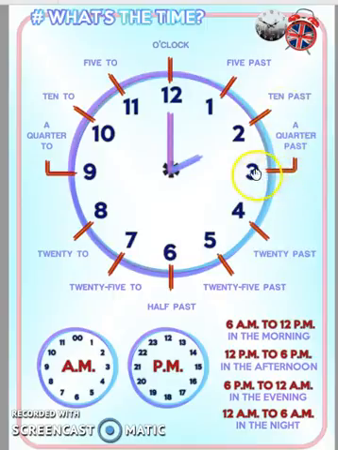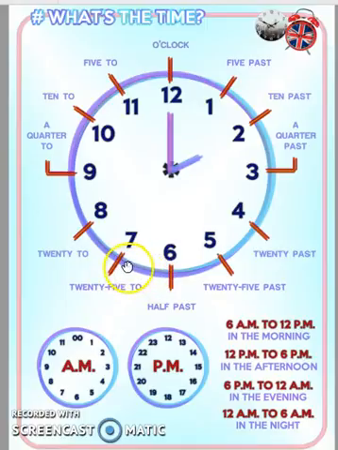If it's pointing at 3, it's a quarter past the hour. If the minute hand is pointing at 4, it's 20 past the hour. If the minute hand is pointing at 5, it's 25 past the hour. If the minute hand is pointing at 6, then it is half past the hour.